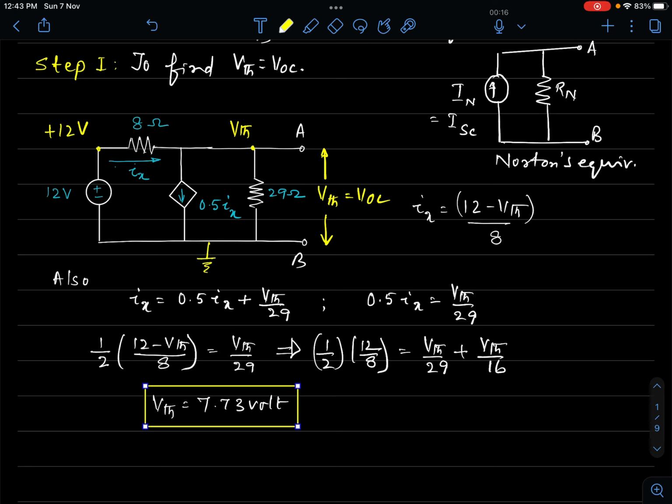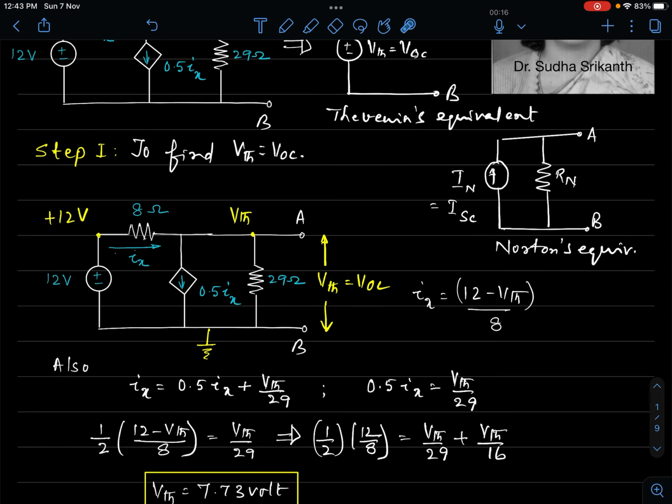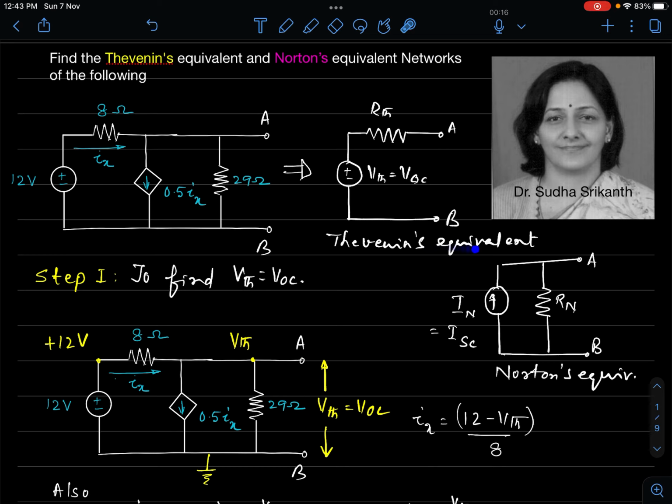Now the question is how to find the resistance, the Thevenin's resistance, RTH. How do we find this RTH is the question. If we look at this Thevenin's equivalent network, RTH comes in series. So in order to find RTH, we have methods.